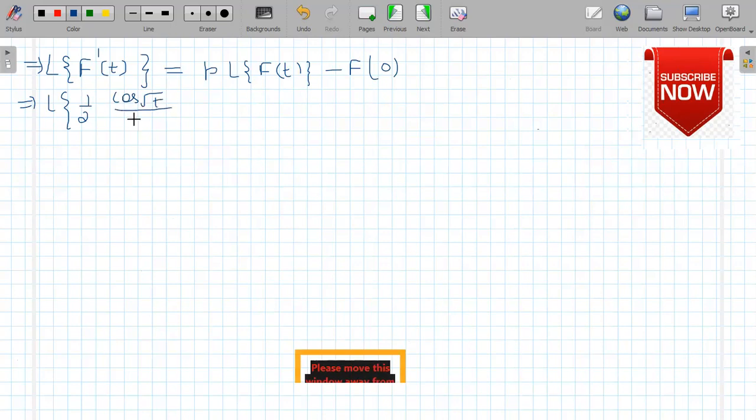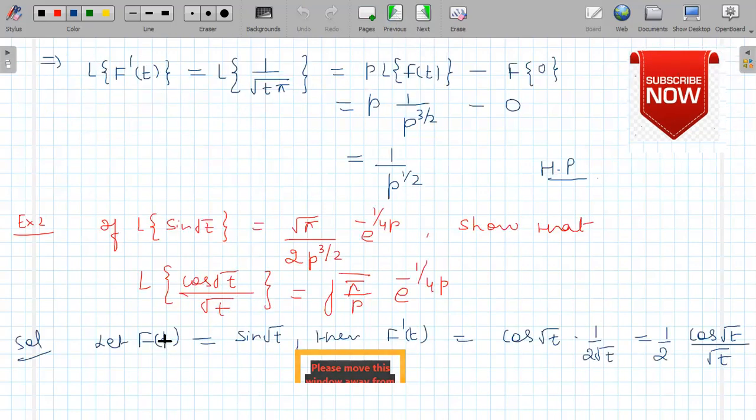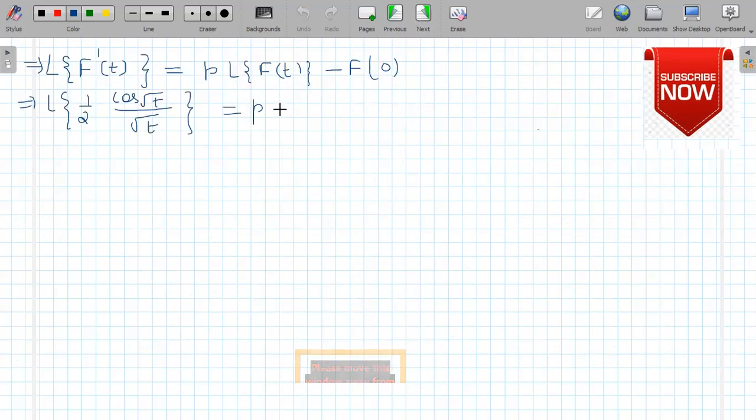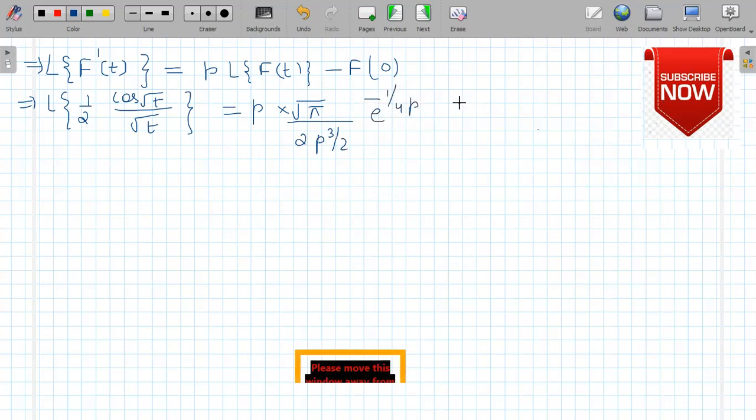Put exactly what you are getting in the derivative. ओके, आपको एक्चुअल वैल्यू ही रखनी है जो एफ डैश टी की आ रही है, and then put the value of Laplace of ft. This is ft and Laplace of ft is this expression. So let me substitute it for you. Square root of pi over 2p raised to the power 3 upon 2 into e raised to the power minus 1 upon 4p. Minus f at 0 is again 0.